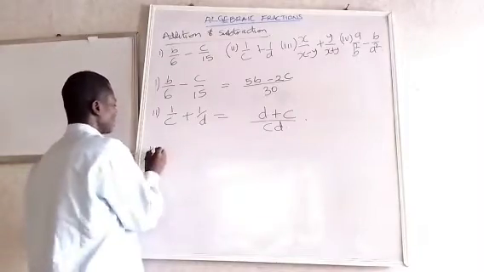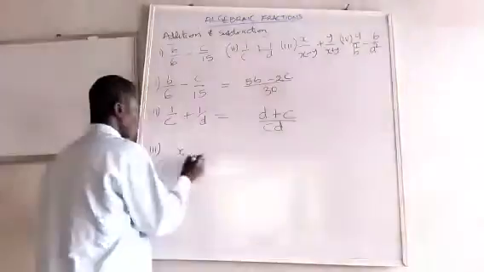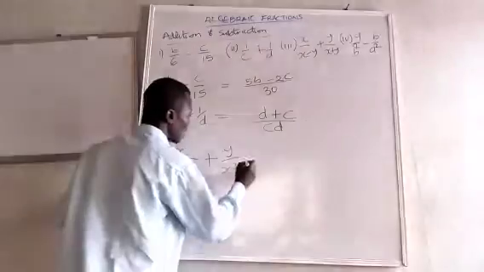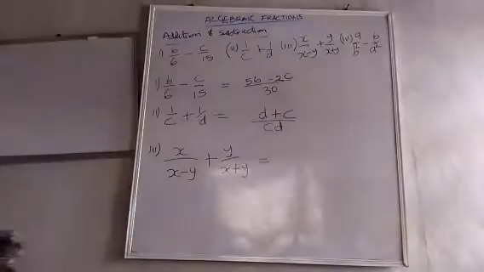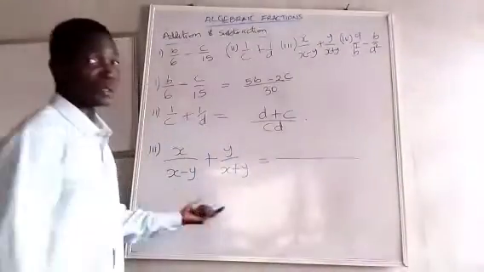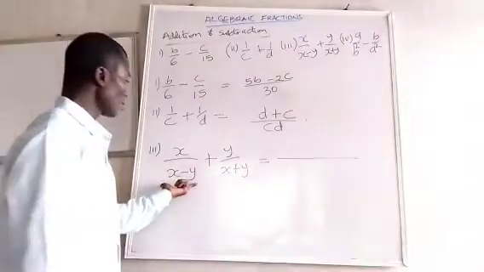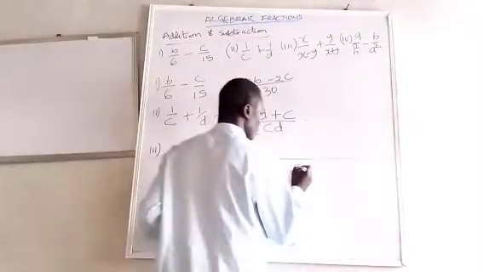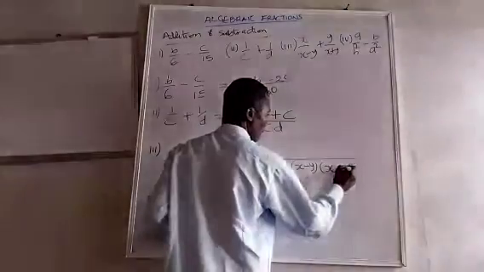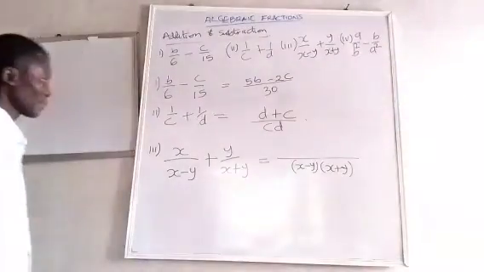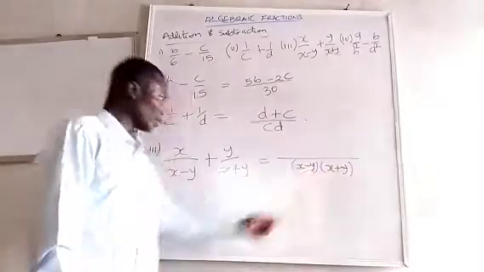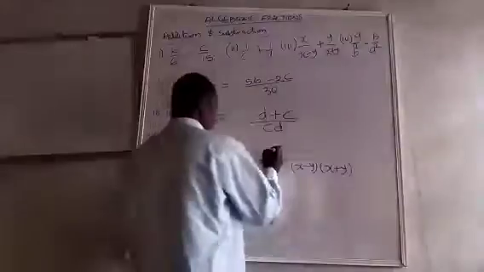Now let's go to the third one. We have x over x minus y plus y over x plus y. Very easy way to go about this: just multiply the denominators together. That's how you have the LCM. And this one is x minus y into x plus y. Now, x minus y in this is going to give us x plus y. x plus y, you must use it to multiply this. So you have x into x plus y.